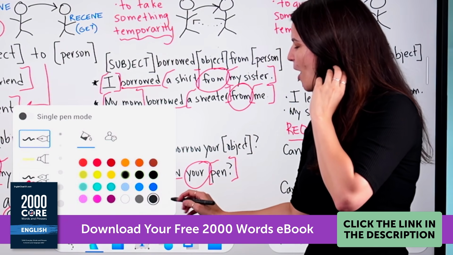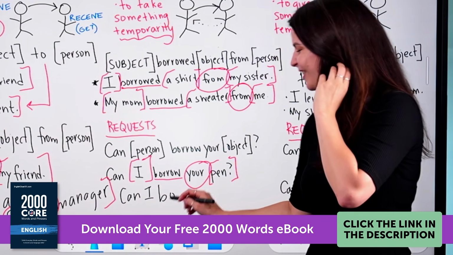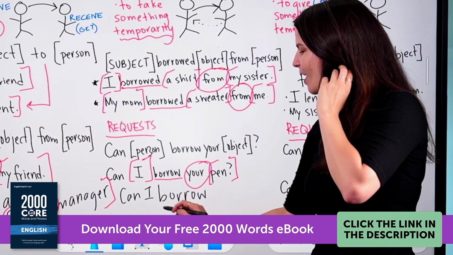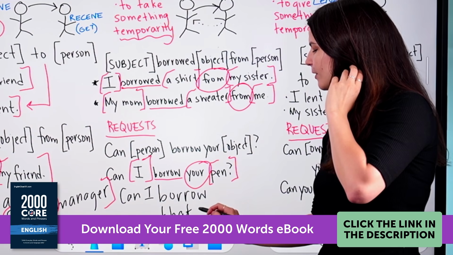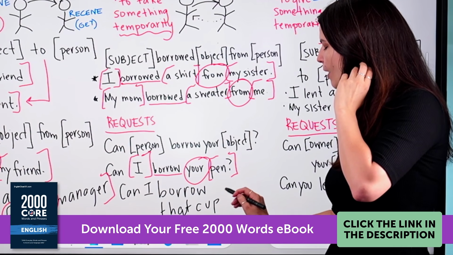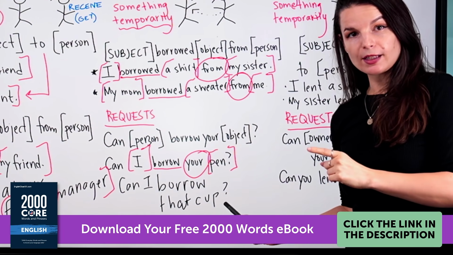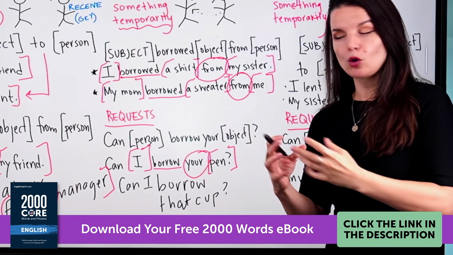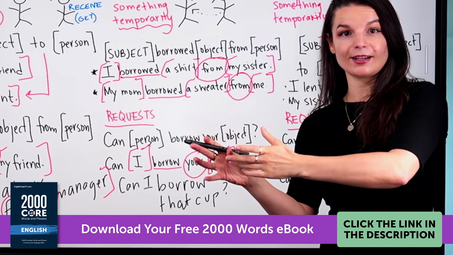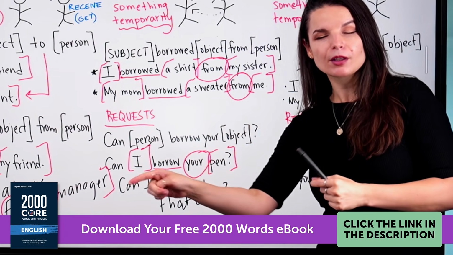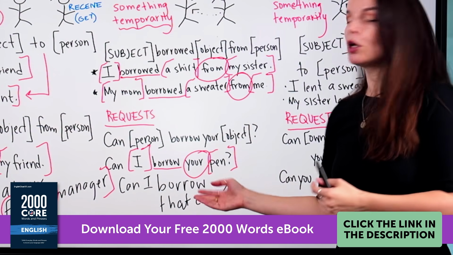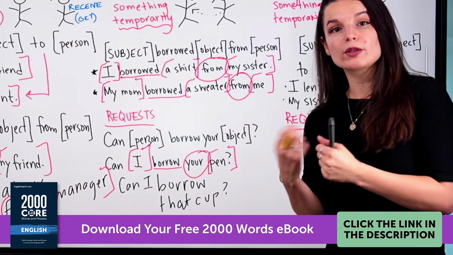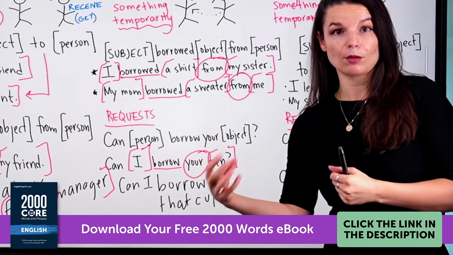Can I borrow, there we go. Can I borrow that, let's say cup? You can use this pattern if you don't know whose object it is. Can I borrow that cup? Or you could say, are you using that? But you can use this pattern when you don't know who an object belongs to.